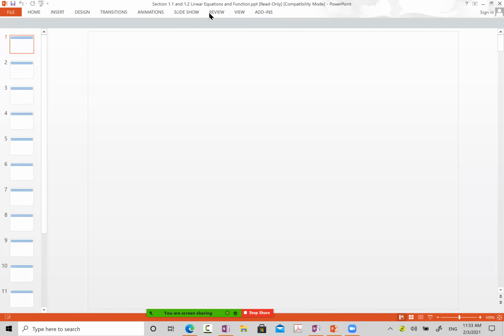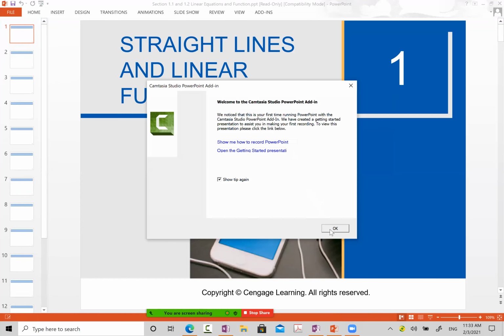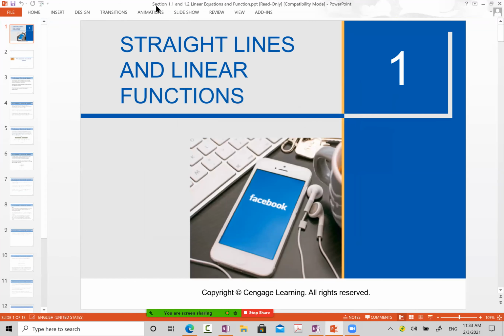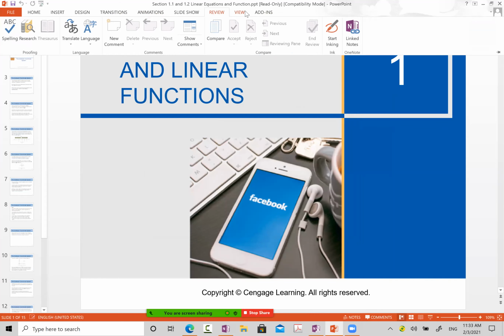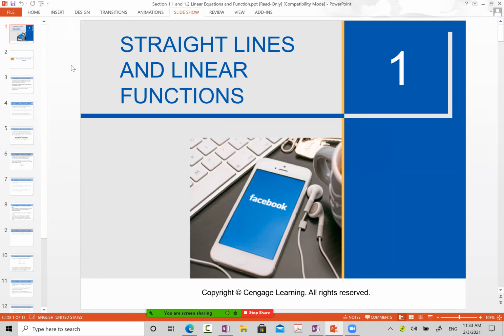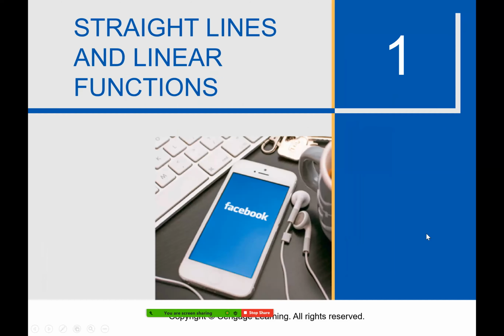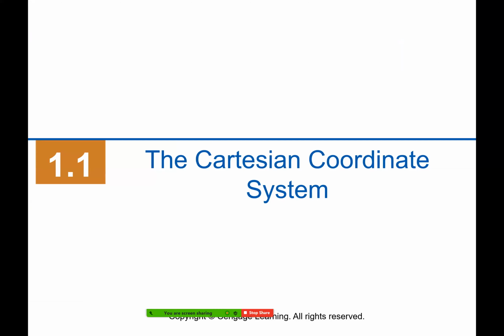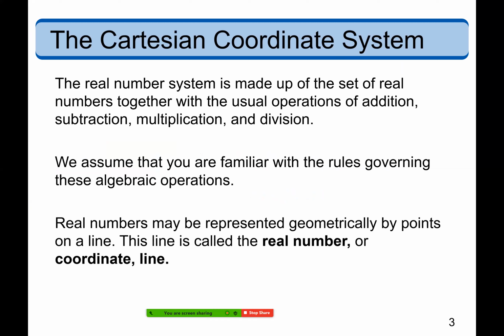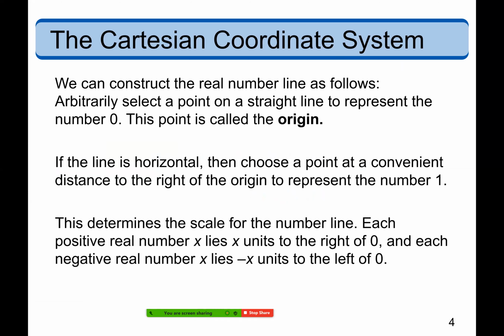Okay, so we're on chapter 1, right? Chapter 1 is about straight-line linear functions. So then we talk about the Cartesian system as an introduction. So basically, the Cartesian system is formed by two real number lines, right? The x-axis and the y-axis. And the intersection of those two lines is what we call the origin, right?